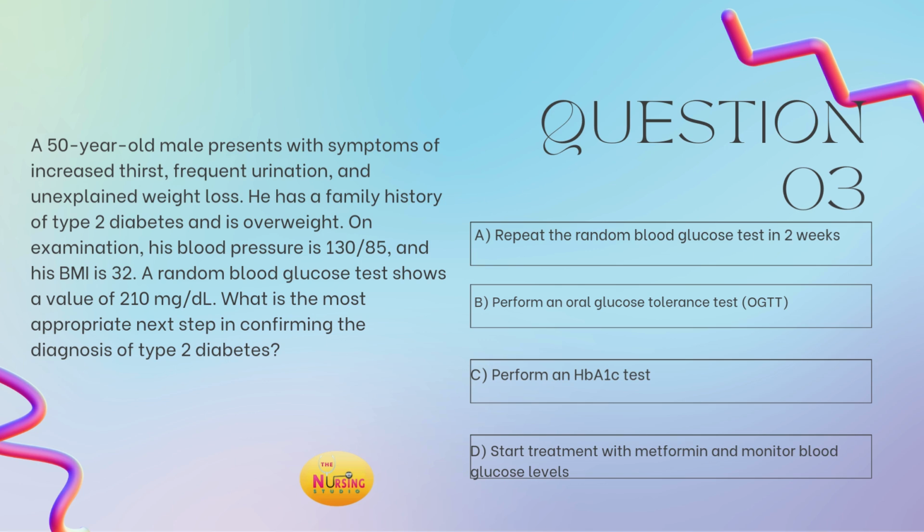You could perform an oral glucose tolerance test, but this is not going to give us a variance because that's still more of a random guideline. So the best choice here would be C, to perform an A1C, okay?